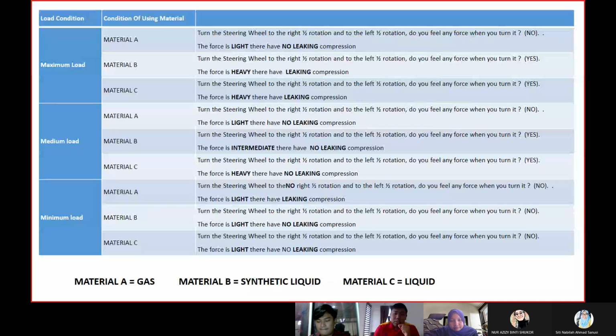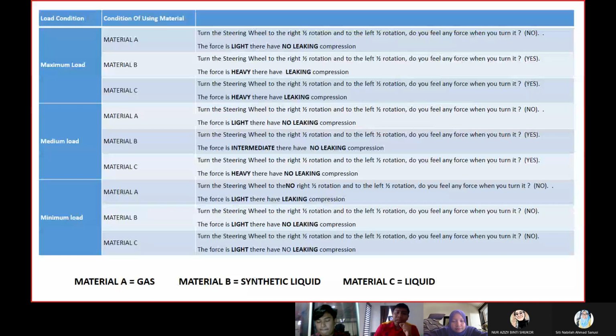The force for material A is light, still no leaking, sorry for the typo. Material B is the same, the force is light and no leaking, and material C is still light and still no leaking. But when we put the medium load, material B already has intermediate force and no leaking. But material C is already heavy when we turn right half rotation and left rotation.